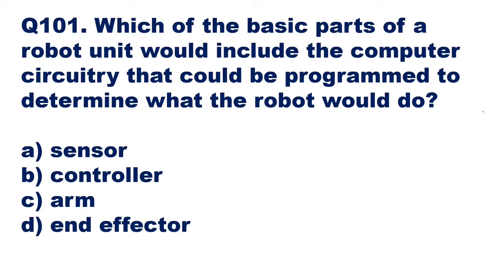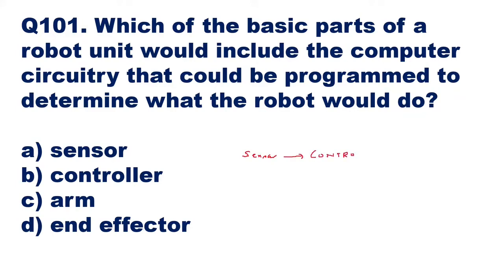Question number 101. Which of the basic parts of a robot unit would include the computer circuitry that would be programmed to determine what the robot would do? Now, the parts given in the options are sensors, a controller, arm, and end effector. Out of these, sensors, external and internal, can sense the status of the inside operation or the outside world and give the information to the controller.